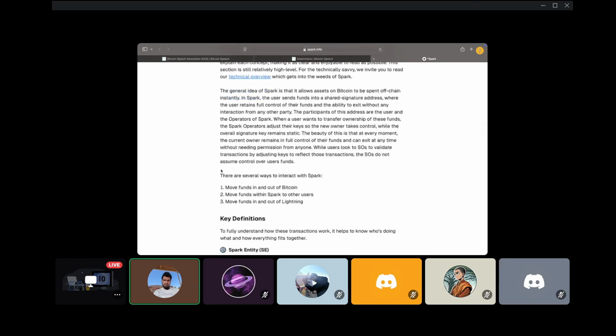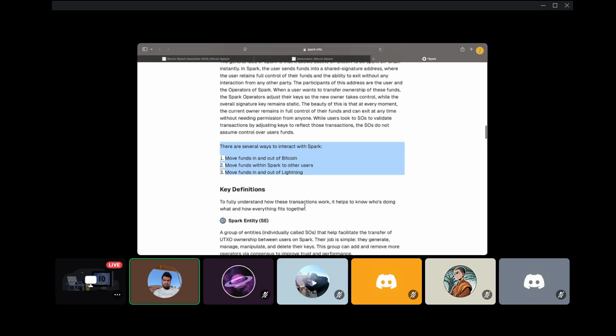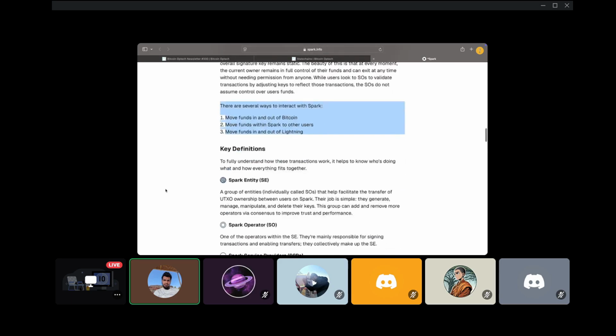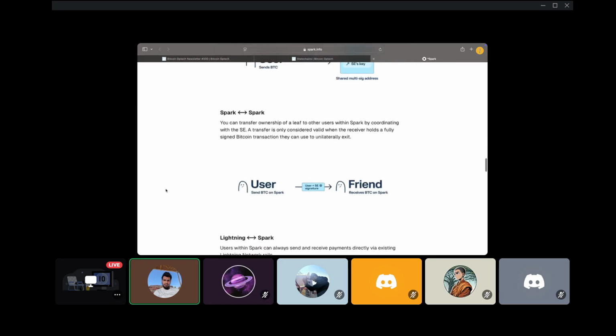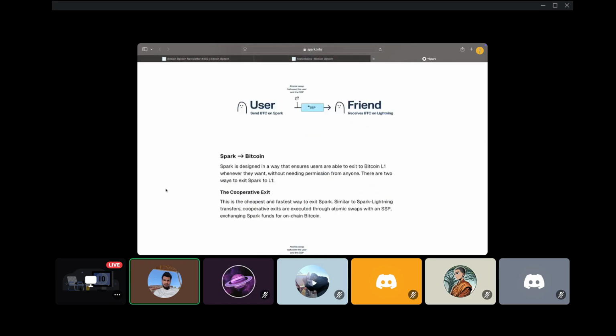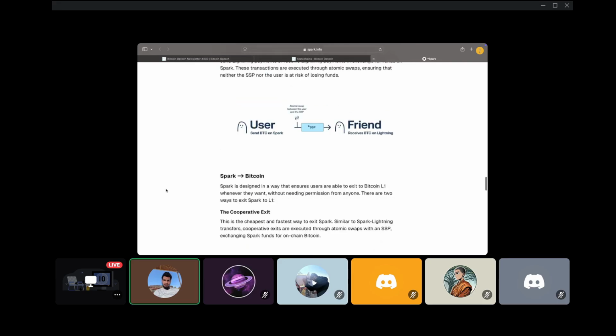There are several ways to interact with Spark. Move funds in and out of Bitcoin, move funds within Spark to other users, move funds in and out of Lightning. All right, let's just go through some key definitions and see a few things that Spark can do before we move on to the next client.